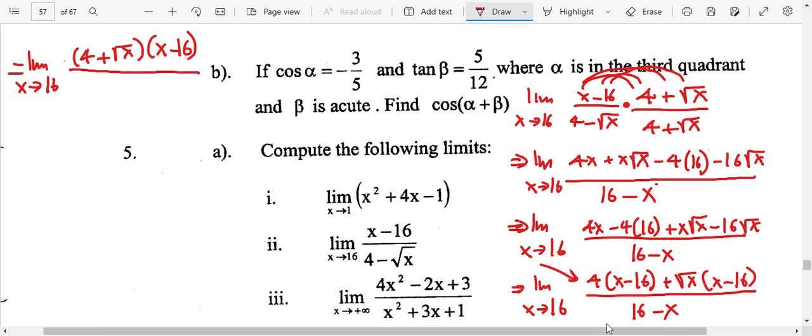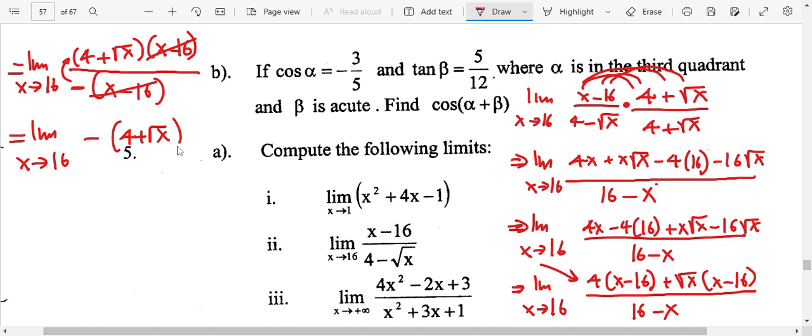Now, in the denominator, you have got 16 minus x, but on top you have got x minus 16. So I'm saying you're going to factorize out a negative in the denominator. Instead of it being 16 minus x, it now becomes x minus 16. And then this x minus 16 will now cancel with this x minus 16. So you remain with the limit as x approaches 16. This negative will come here, like it is in the denominator, so that will be negative 4 plus square root of x. Is this okay?